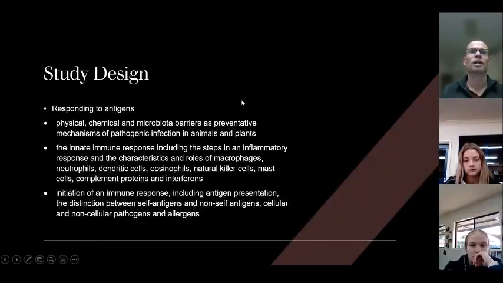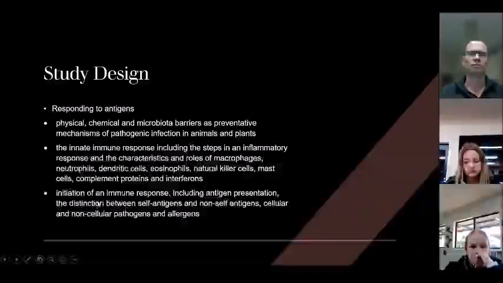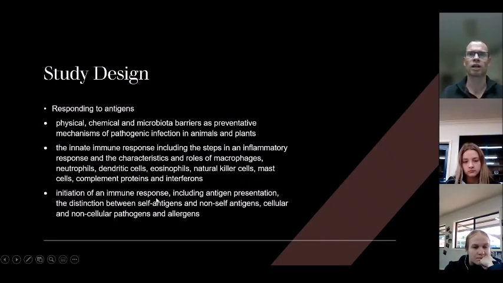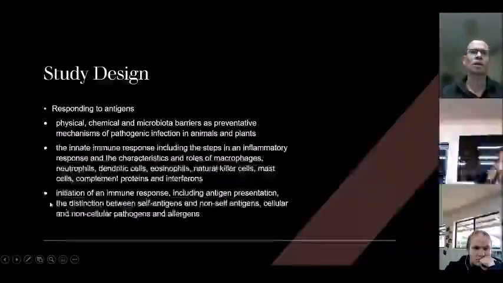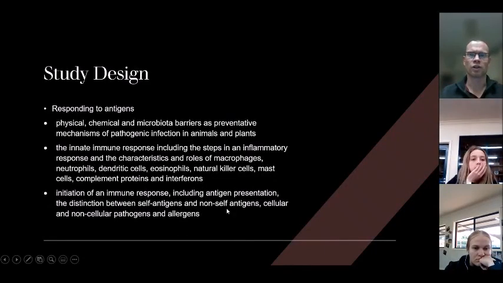Go to the next slide. Okay, for your study design, I don't think I highlighted this one, but we're looking at this bottom dot point here. Well, parts of it anyway, not so much the initiation of the immune response. We'll look at that as we work our way through the other chapters, and certainly antigen presentation. That'll be in chapter 7D, I suspect, which will be the acquired immunity. But this first bit here, the distinction between self-antigens and non-self-antigens and cellular and non-cellular pathogens and allergens is the key thing that we're going to look at in this chapter.